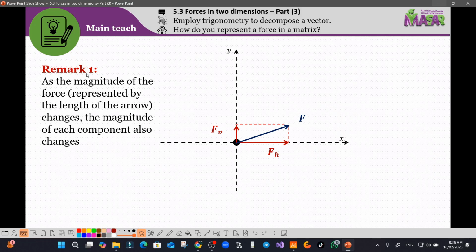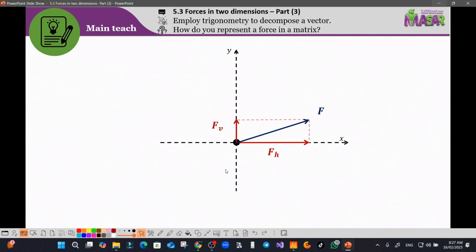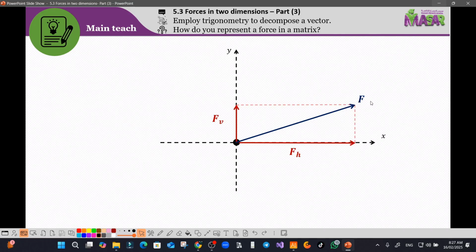Now, the first remark here: as the magnitude of F increases, represented by the length of the vector, we will see that F H and F V will also be affected. They will change. Here we can see that the length of F is increased, as well as F H and F V, or F X and F Y. As F increases, F H and F V also increase.